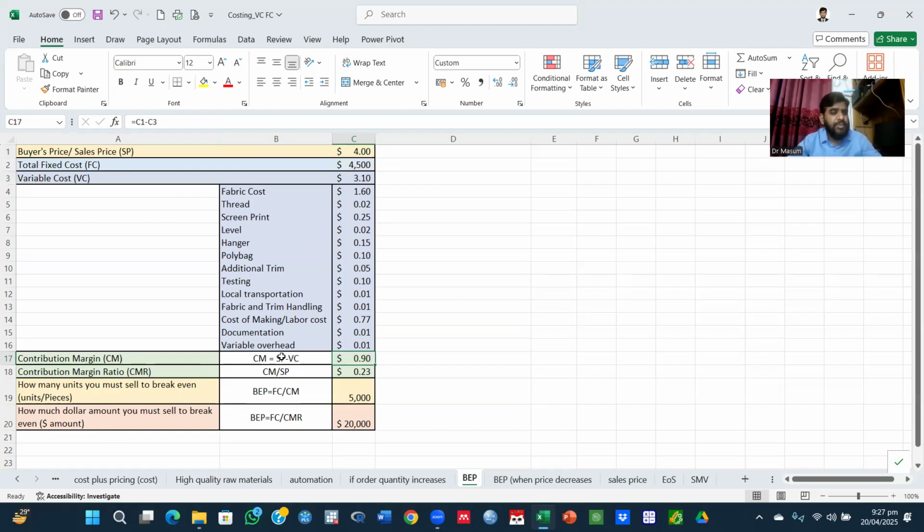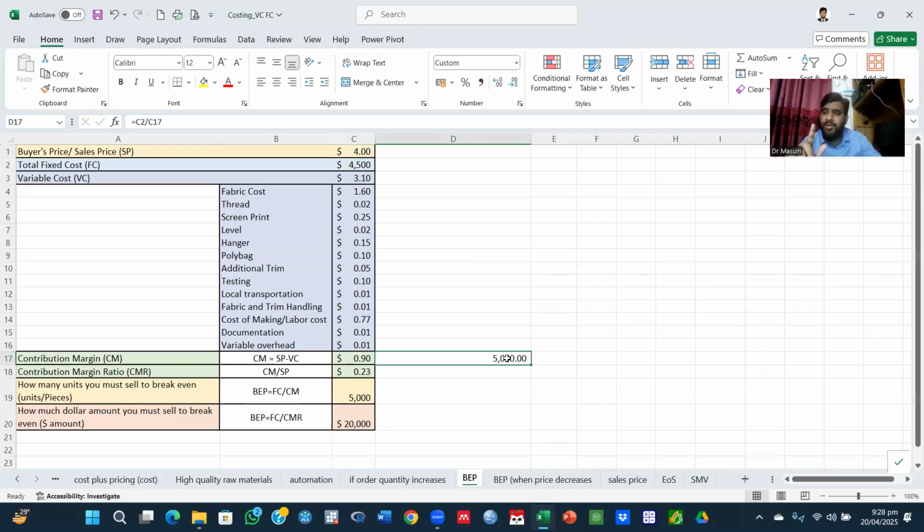To know the break-even point, you have to divide fixed cost, which is 4,500, by the contribution margin. Divided by contribution margin, your break-even point will be 5,000. That means you have to sell at least 5,000 units at this price. At $4, you have to sell at least 5,000.